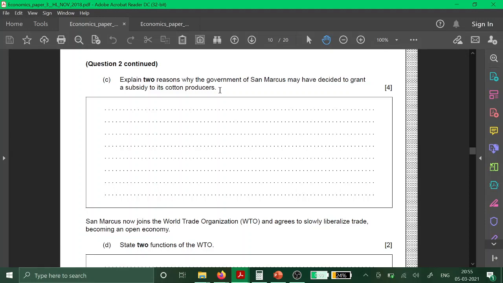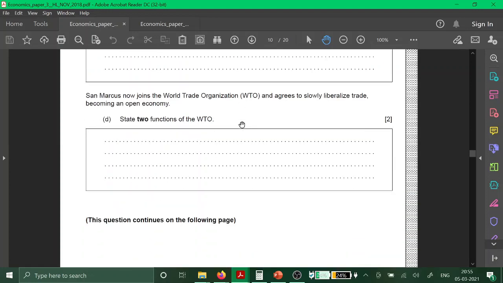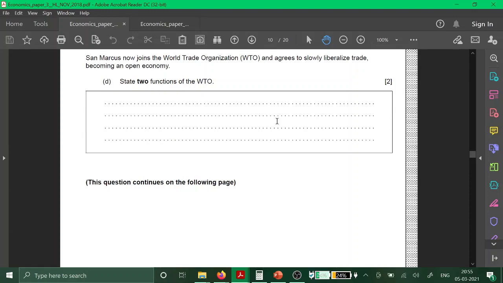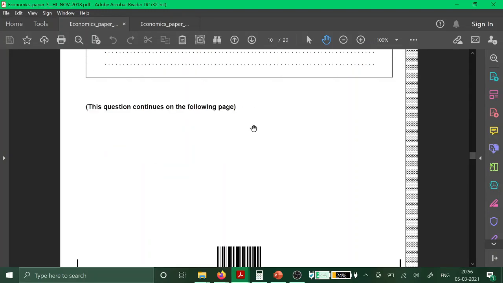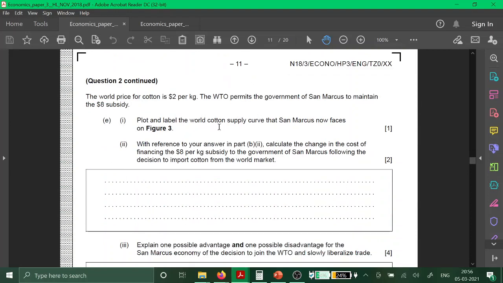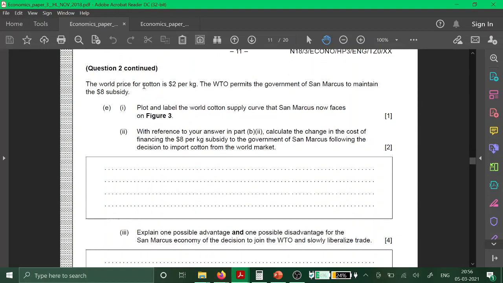I was telling, sometimes they want to assist the producers to export, to promote export. And to reduce imports, to assist the producers to produce at a low cost, and to help the buyers get the produce at a low price. Then there are two functions of the WTO. This is easy, you can just leave it.